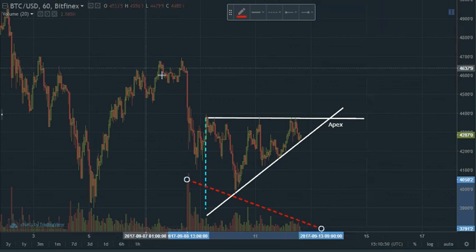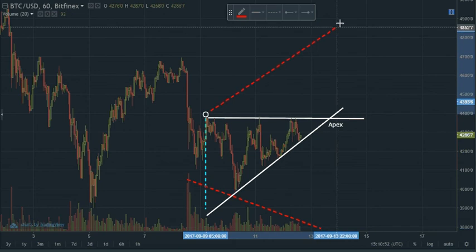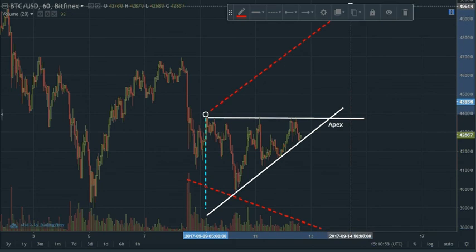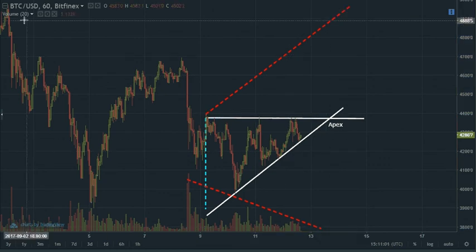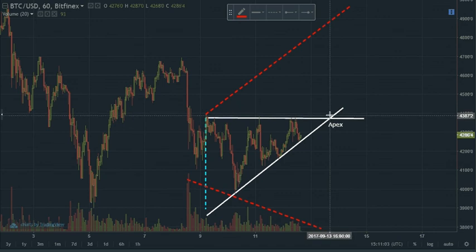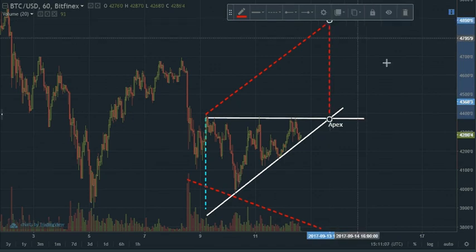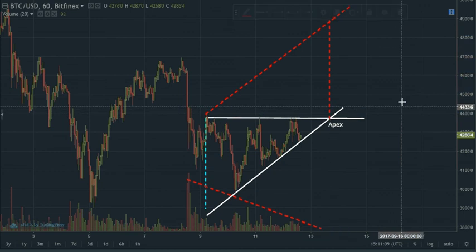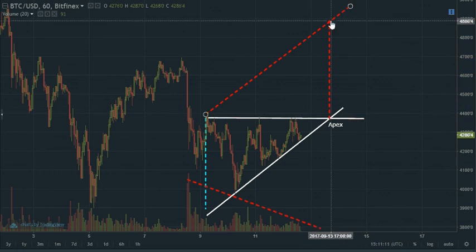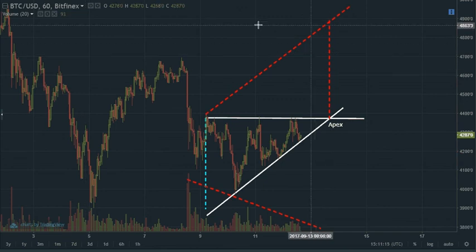How do I calculate the minimum target here? I draw a parallel line, a line parallel to the bottom line, that is. And then I identify the point at which that parallel line flies over the apex point. And that's around 48.86. Okay?